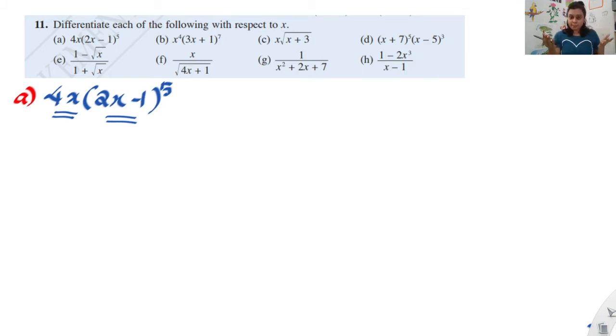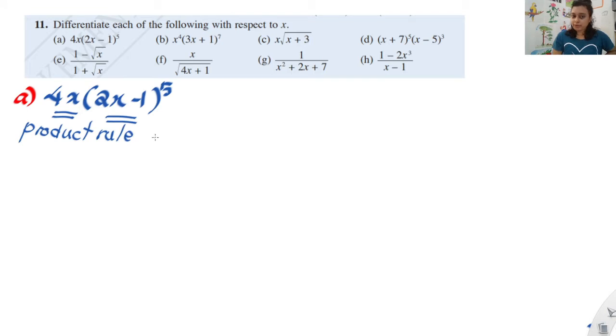If you see the pattern, this is written in a straight line. Anything that's written in a straight line like this, we can assume that it's in a multiplied state, because over here the 4x is actually multiplying (2x minus 1) to the power of 5. So when you have this, you definitely have to use the product rule.